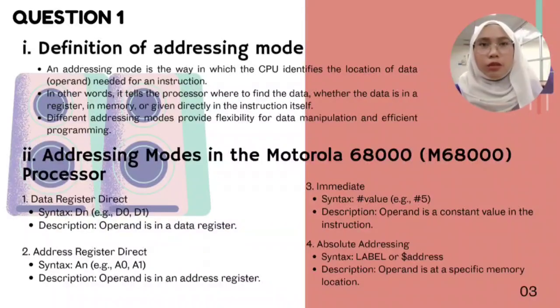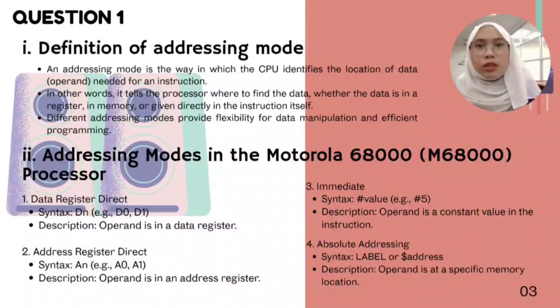An addressing mode refers to the way the CPU identifies the location of data or operand that is needed for an instruction. In other words, it tells the processor where to find the data, whether the data is in a register, in memory, or given directly in the instruction itself. Using different addressing modes gives flexibility to programmers and allows more efficient data manipulation during program execution.